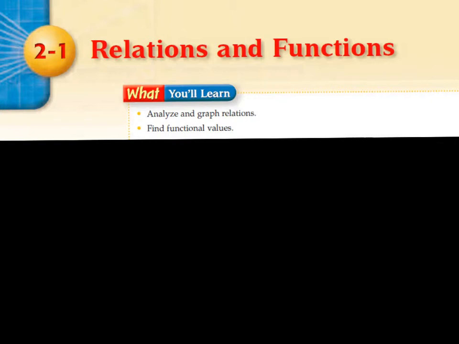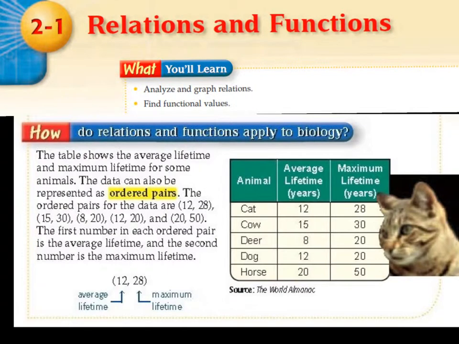In this lesson, you'll analyze and graph relations and find functional values. How do relations and functions apply to biology? The table shows the average lifetime and maximum lifetime for some animals. The data can also be represented as ordered pairs.